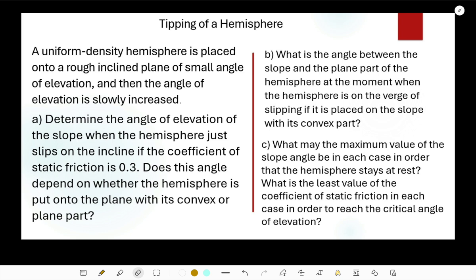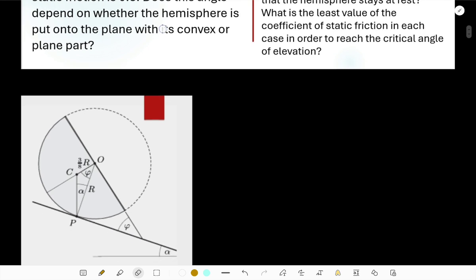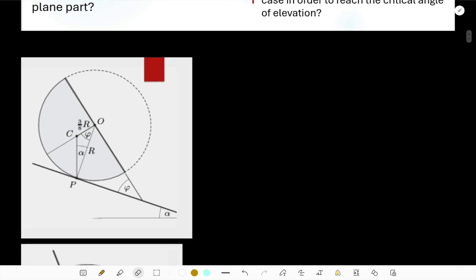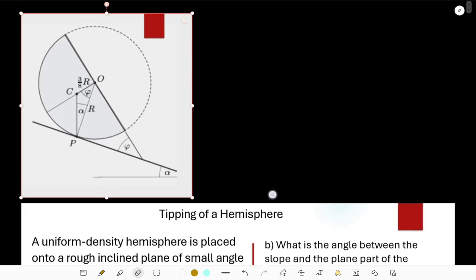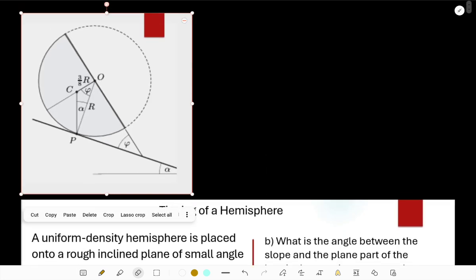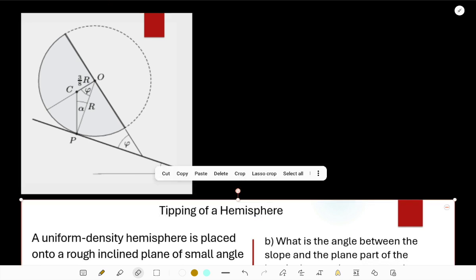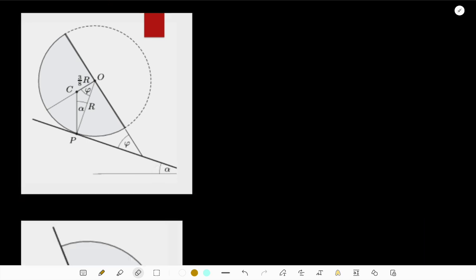when its convex side is put over the inclined plane and remains in equilibrium. I have drawn a picture for it. This should be like this. I'm going to delete this thing.